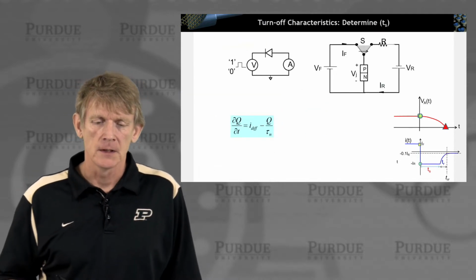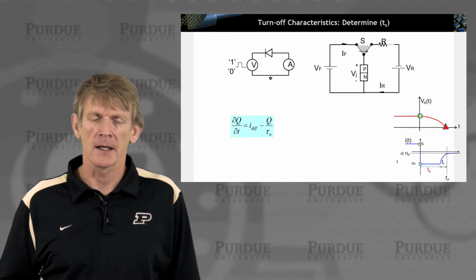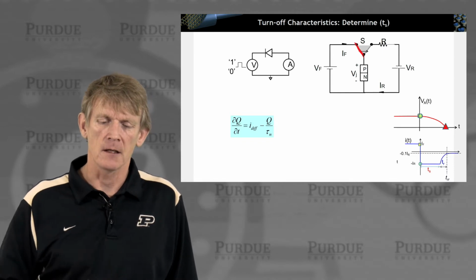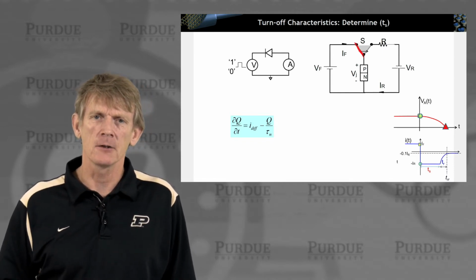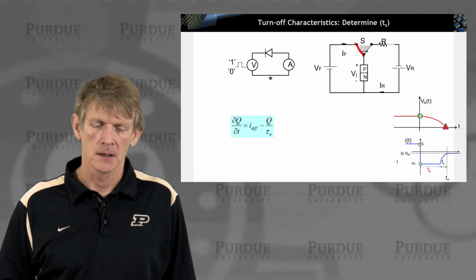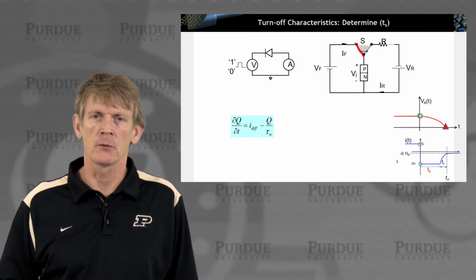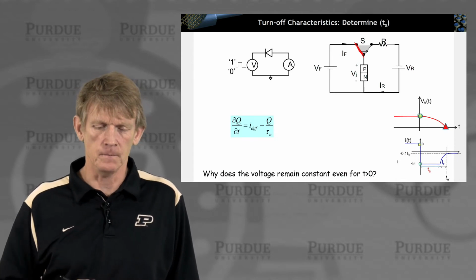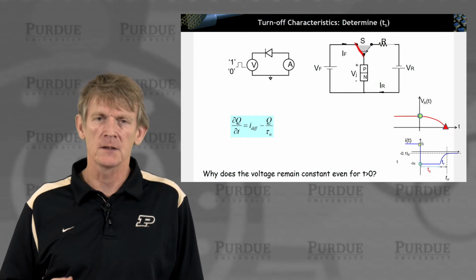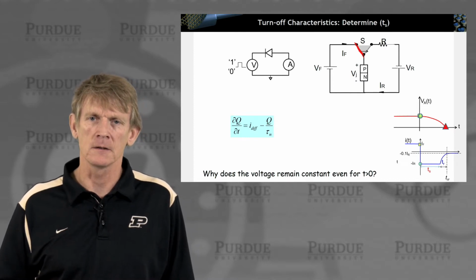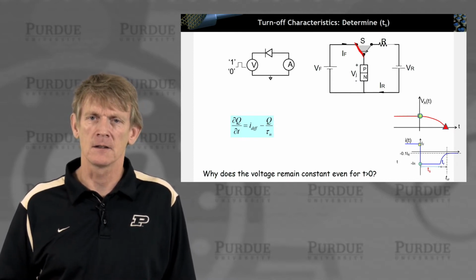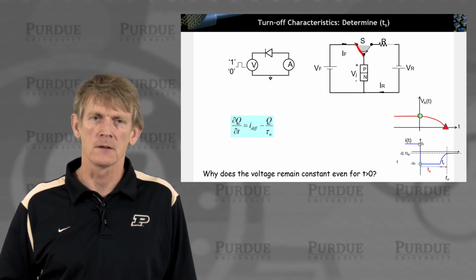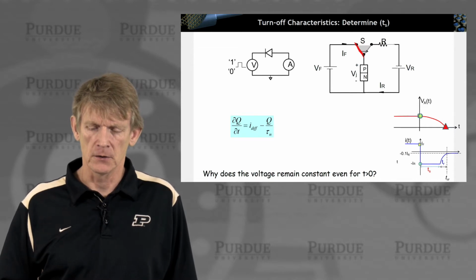Here's the circuit again that we're looking at. We started out from the charge being piled up in the diode in the forward bias direction, and then at time t equals 0 we're going to flip this switch around and see what happens to the device. The question now is, why is the voltage remaining constant and the current changing instantaneously and maintaining a certain current throughout a certain storage time?